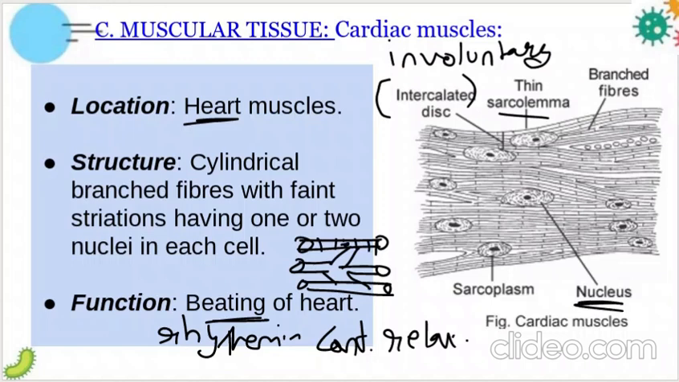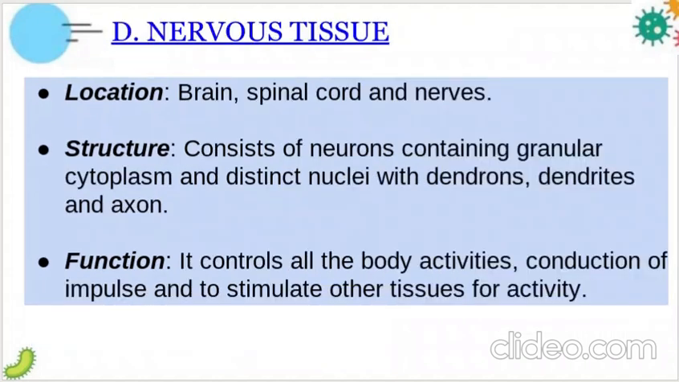Now, the last type of animal tissue is nervous tissue. Nervous tissue is all about the nerves and the control and coordination system. It is present in the brain and spinal cord, which make up our CNS, central nervous system, and it is present in the nerves. There is only one type of cell, that is the neuron. They are a tissue, and they are the most major part of the nervous tissue.